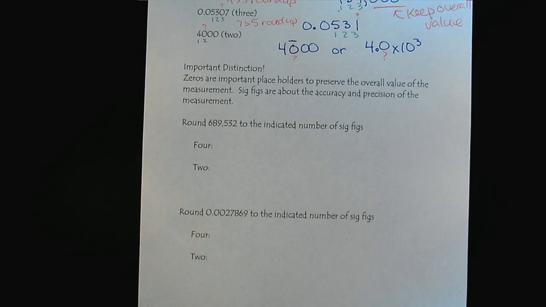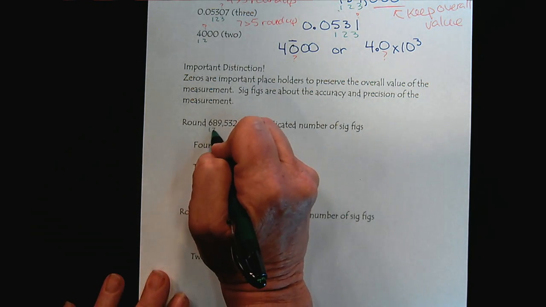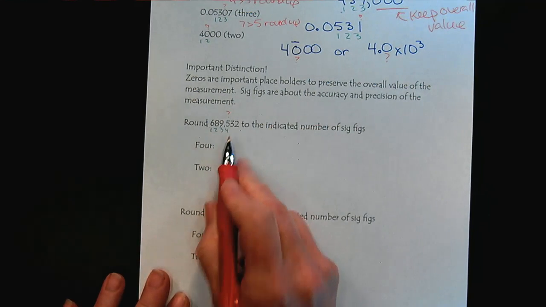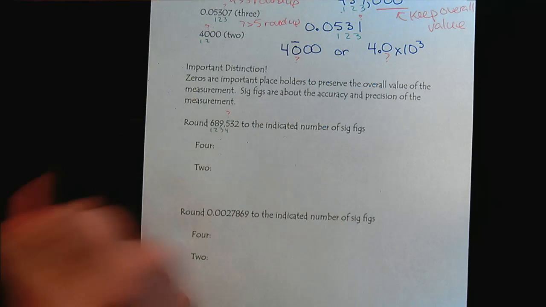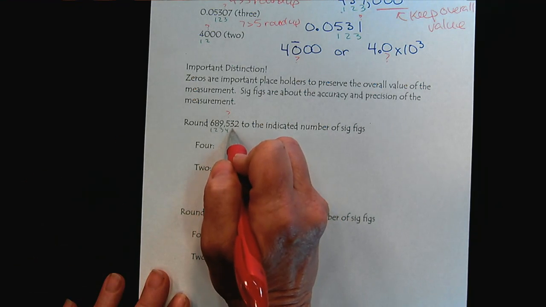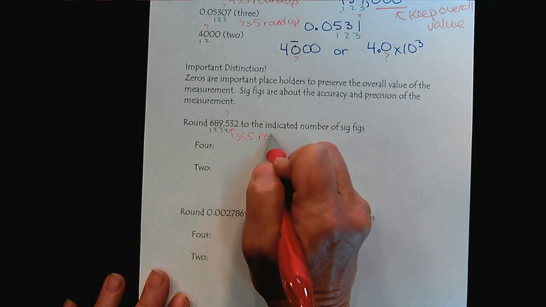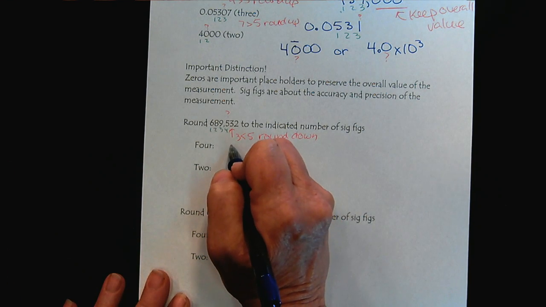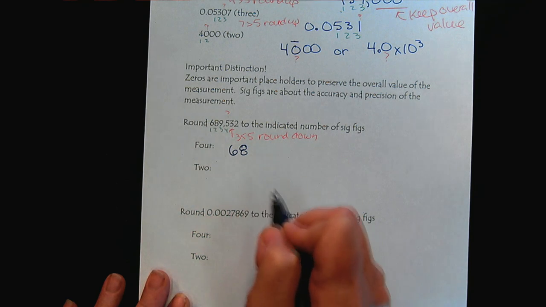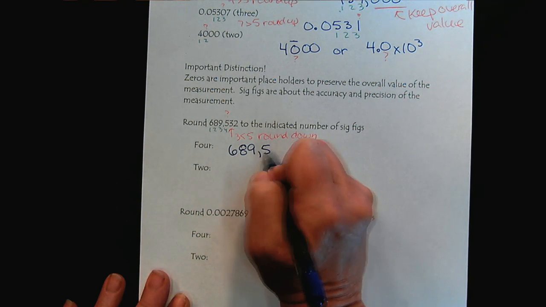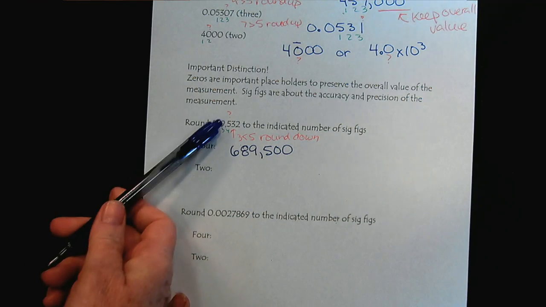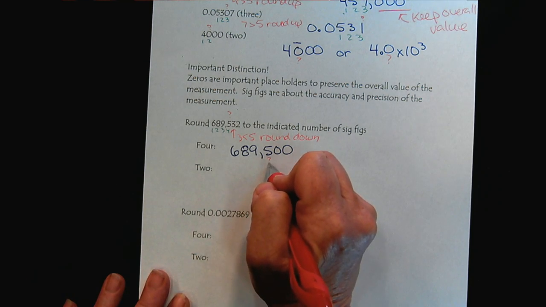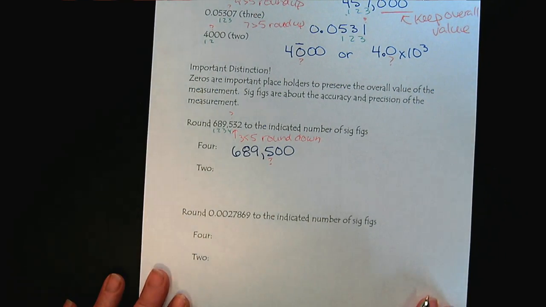So in this first example, right, so we want 1, 2, 3, 4. So this is telling us that the uncertainty is in the 4th position. So if we look to the right here, right, 3 is less than 5, so we round down. So when we report our value, 6, 8, 9, 5, 0, 0. So we would take this huge number and we got to maintain the overall value. We're just letting everybody know where we trust the results.